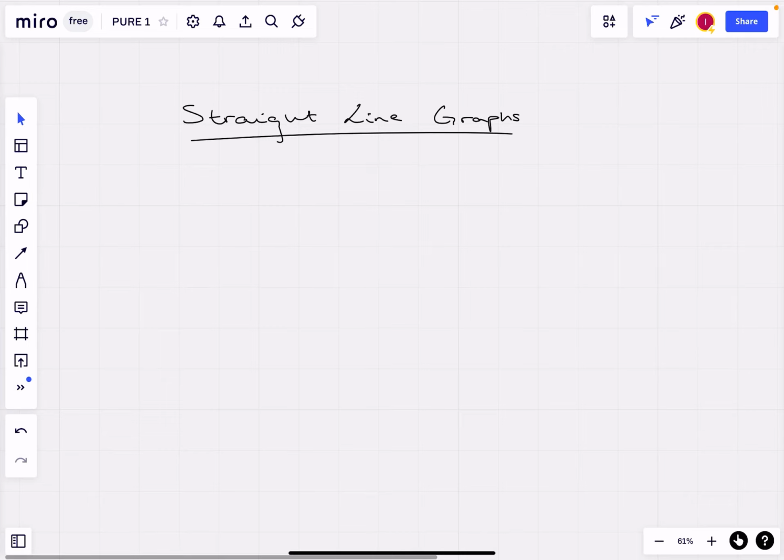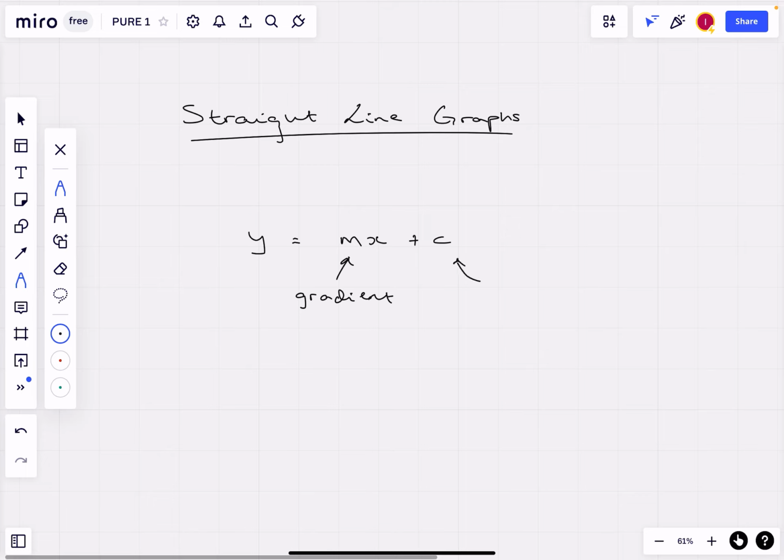You've come across straight line graphs in GCSEs. So you know that all straight line graphs are in the arrangement of y equals mx plus c, right? That's the format that they take, where m is the gradient and c is the y-intercept.